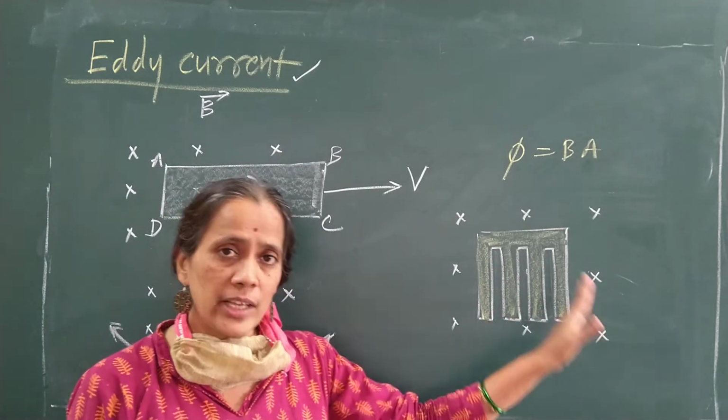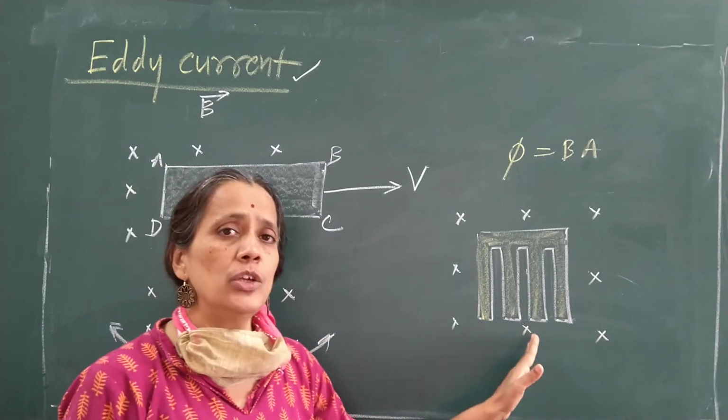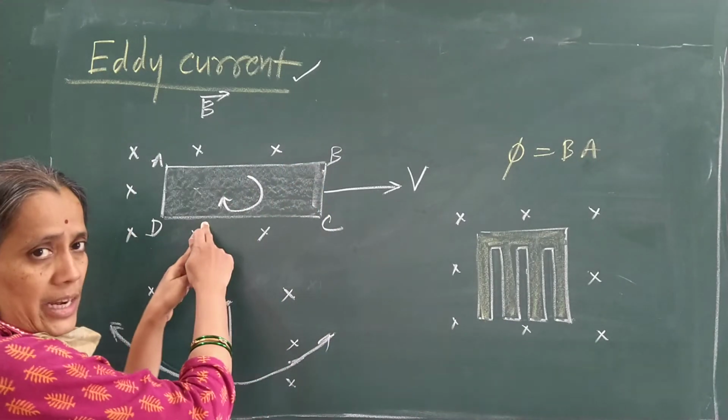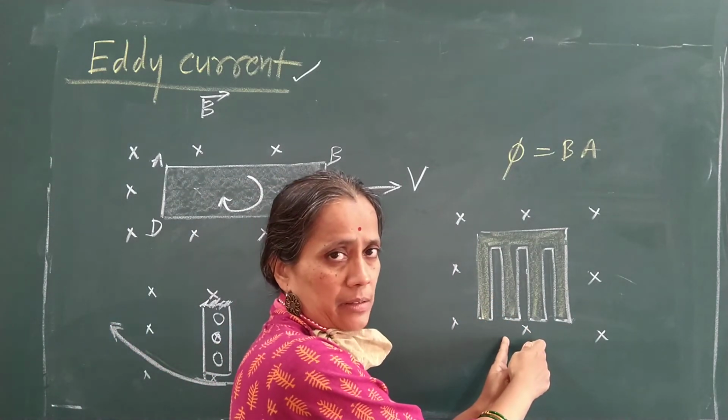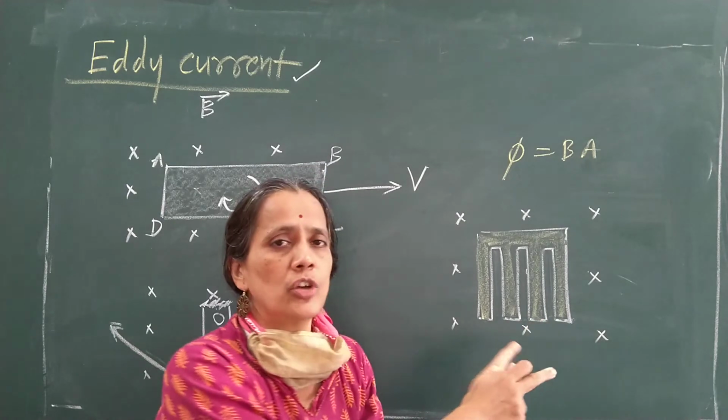So to avoid that extra heating of the metallic plate, instead of a complete solid metallic plate, I can use a slotted plate of metal. So this is one of the applications of eddy current.